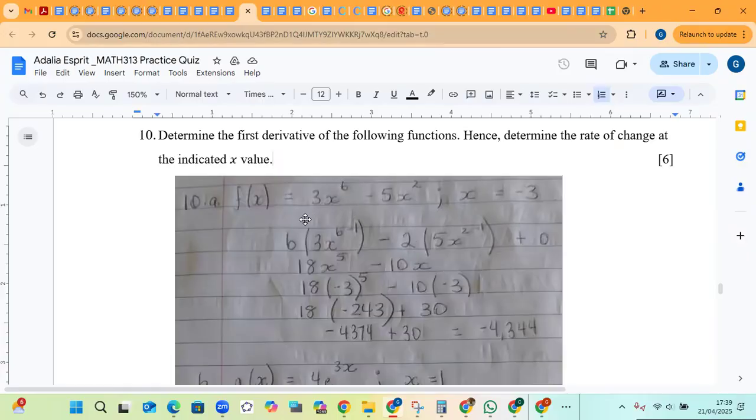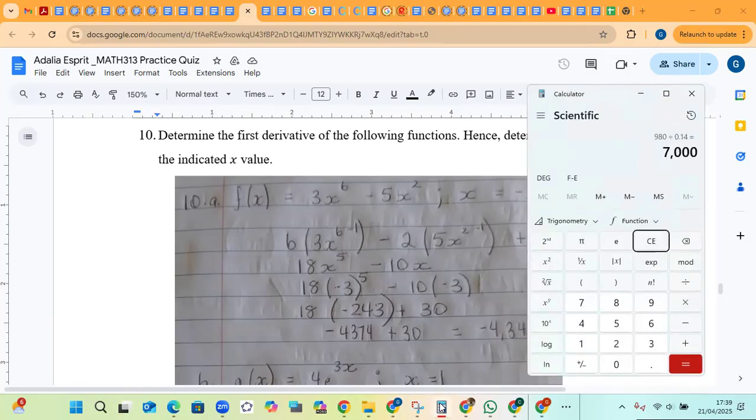Okay, so here we have to apply the power rule. Multiply 6 by 3 and subtract 1 from the power 6. That's 18x to the 5. Multiply 2 by -5 and subtract 1 from the power 2. That will get -10x. And then you substitute -3 in the place of x.